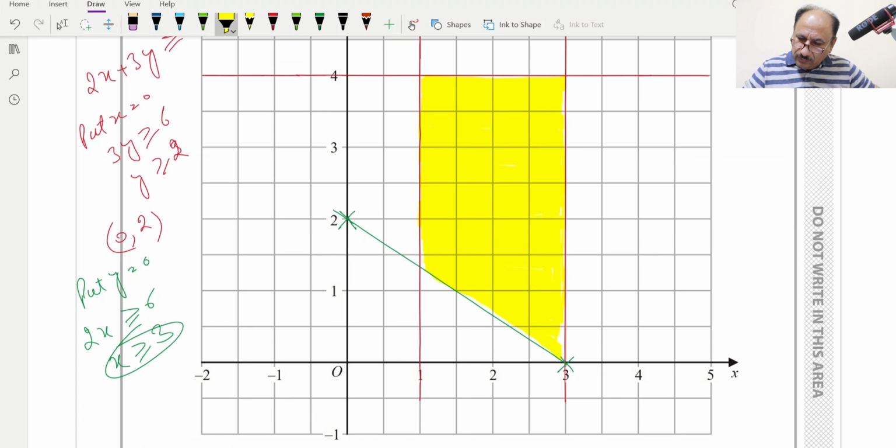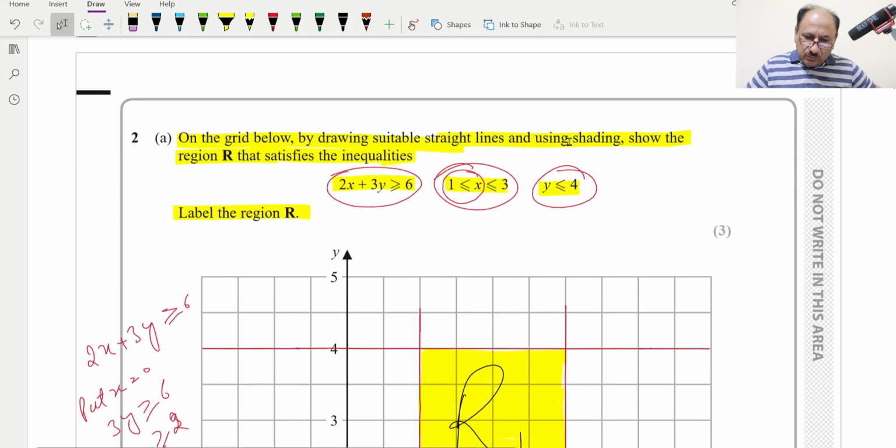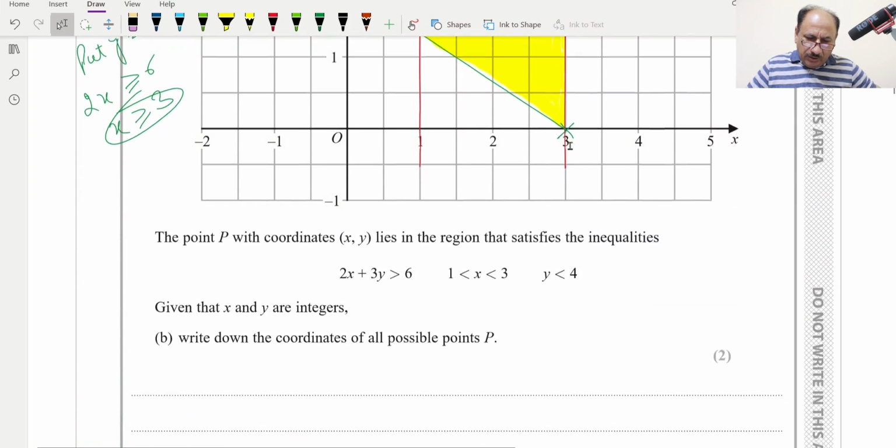This is region R. We can write here, region R. Now next is the point P. So this is done.